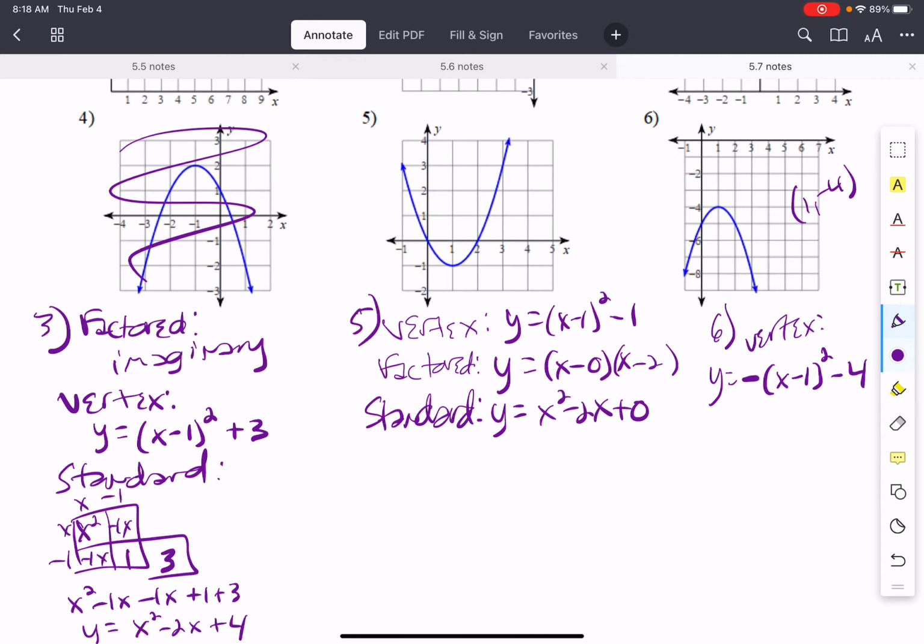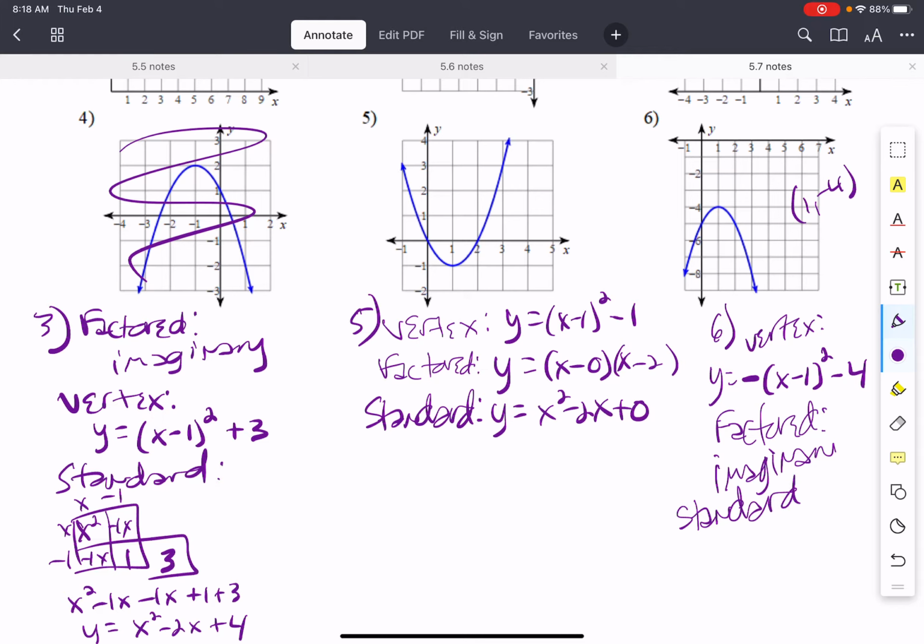No? Okay, so then factored form. What's the factored form on this one? Imaginary, because there's no x-intercepts. And then standard form.